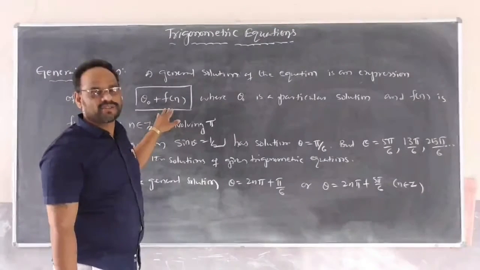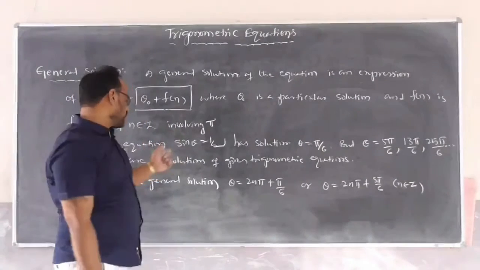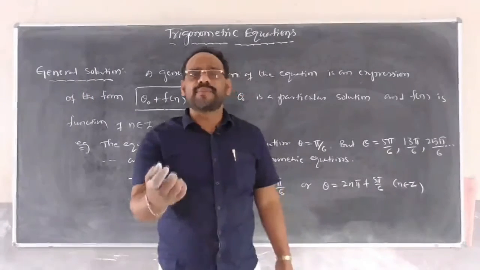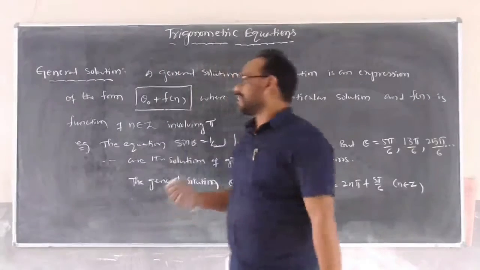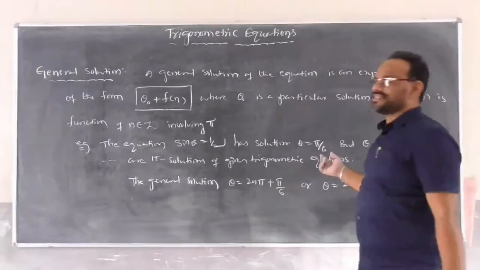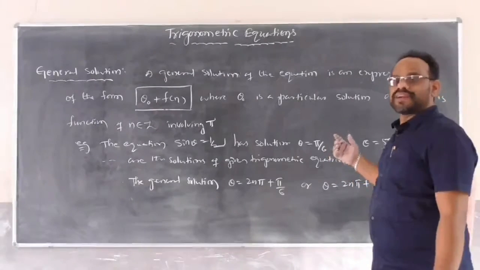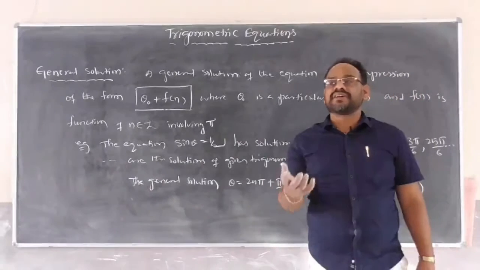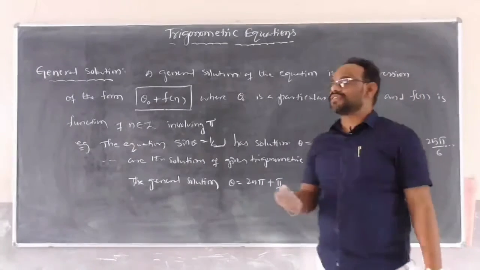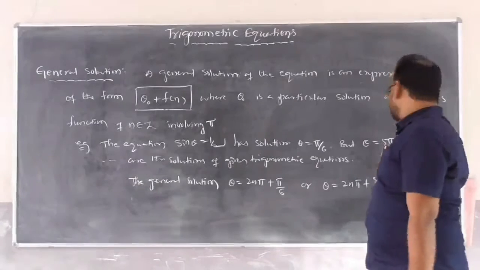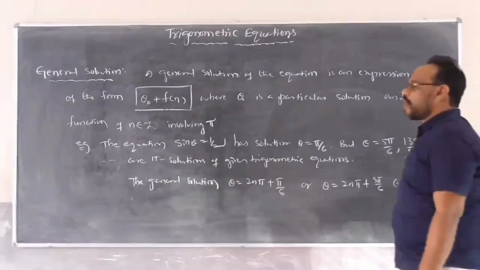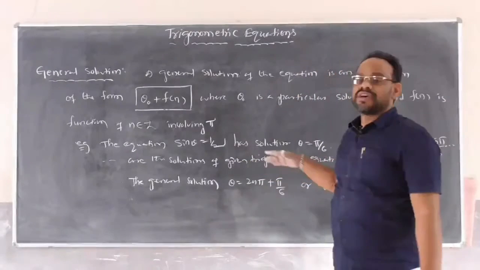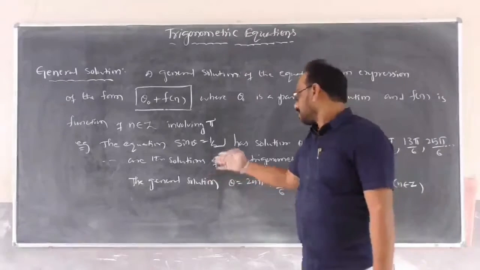If you consider the trigonometric equation sin theta is equal to 1 by 2, what is the particular solution? Theta is equal to pi by 6 is a particular solution of the trigonometric equation, and theta is equal to 5 pi by 6 is also a particular solution. So pi by 6, 5 pi by 6, 13 pi by 6, 25 pi by 6, and so on are the solutions of the given trigonometric equation.